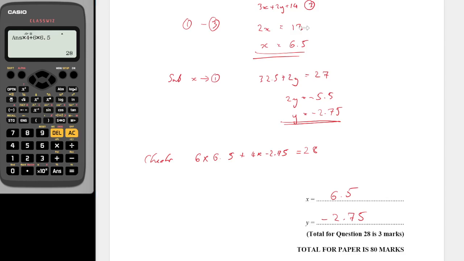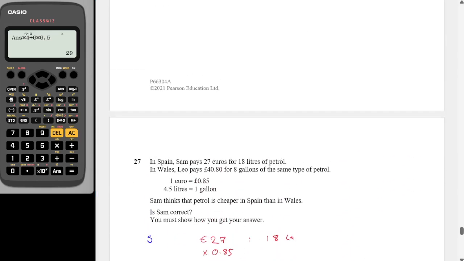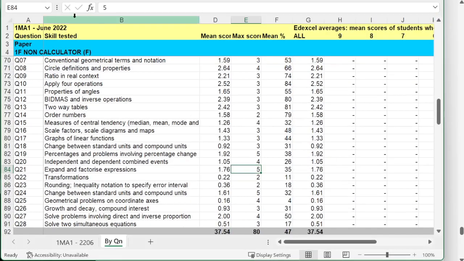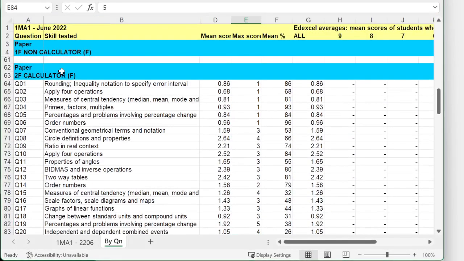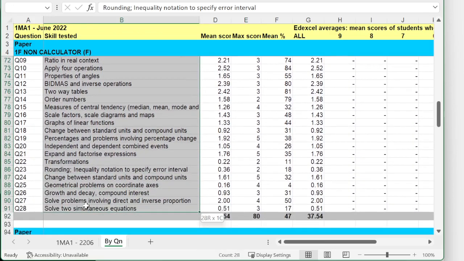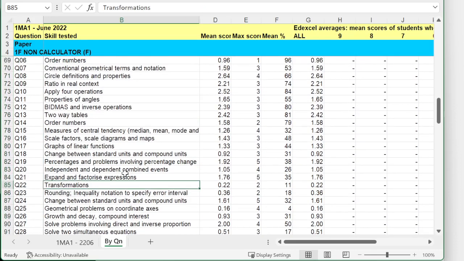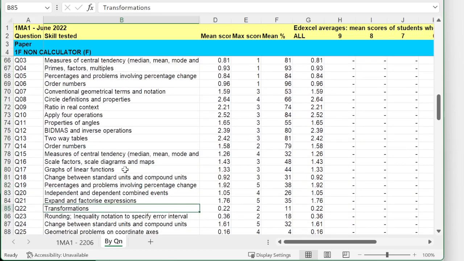Okay, that brings us to the end of that paper. I hope you found that useful. Just before I sign off, here is the full paper 2F, ignore that top bar. This is a spreadsheet of the skills that were involved in each of those questions. For example, if you found question 22 the hardest, that's transformations. I would strongly recommend you do a little bit of independent revision on that as a topic area.